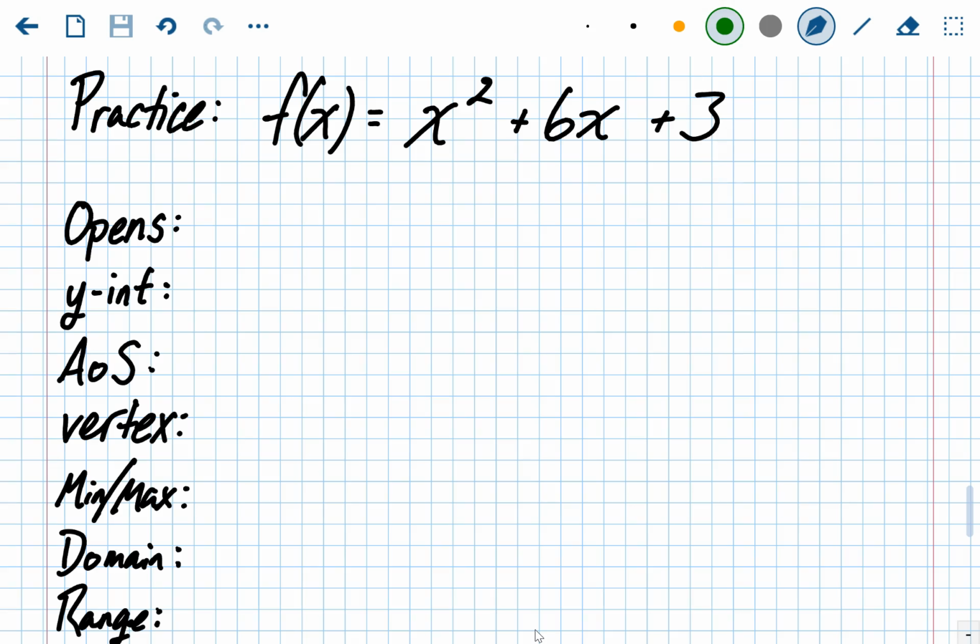All right, so here comes the answer key. I always like to figure out what A, B, and C are. Okay. So A is the number in front of x squared, A is 1, B is the number in front of x, B is 6, and C is the constant, C is 3. Now right away, because A is a positive 1, we know it opens up.